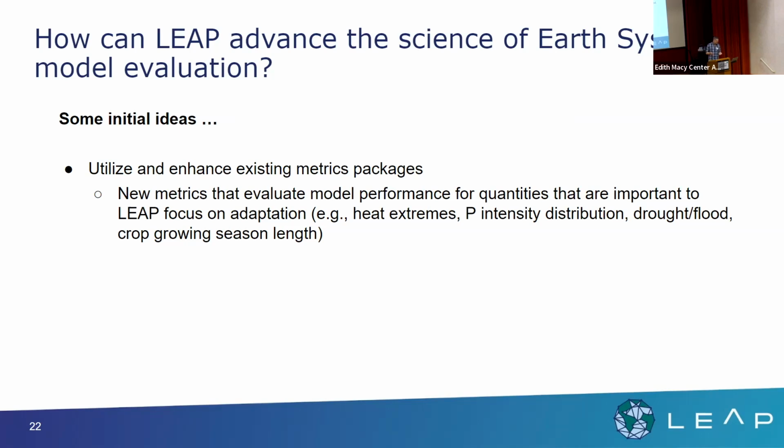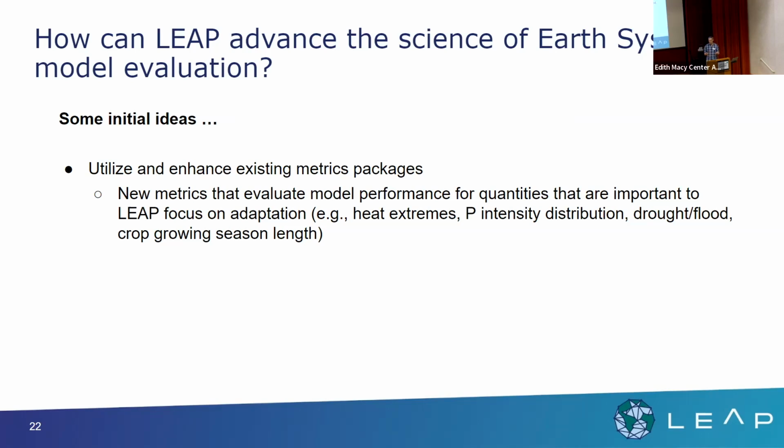Hopefully LEAP can develop new metrics that evaluate model performance for quantities that are important to LEAP, especially those focused on adaptation. So in a lot of the existing packages, the emphasis is on large scale features of the climate system. What is the mean temperature, seasonal mean temperature? What is the precipitation? What are the wind speeds of the upper atmosphere? Do you have a QBO? But there isn't as much emphasis on the things that actually are affecting humans or ecosystems.